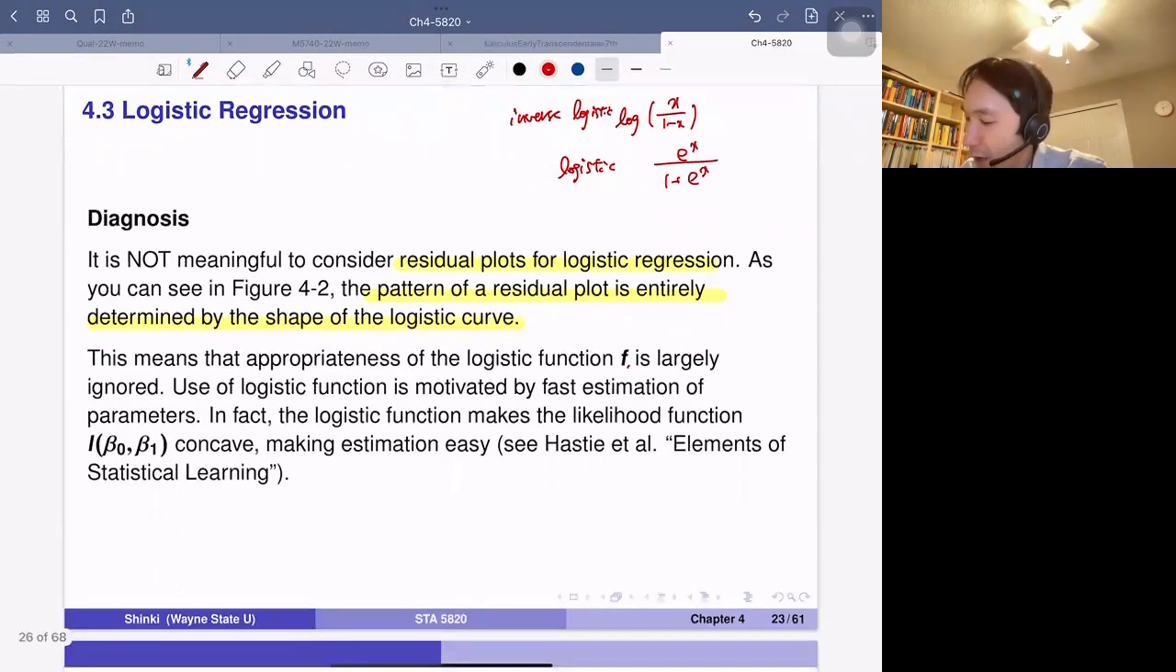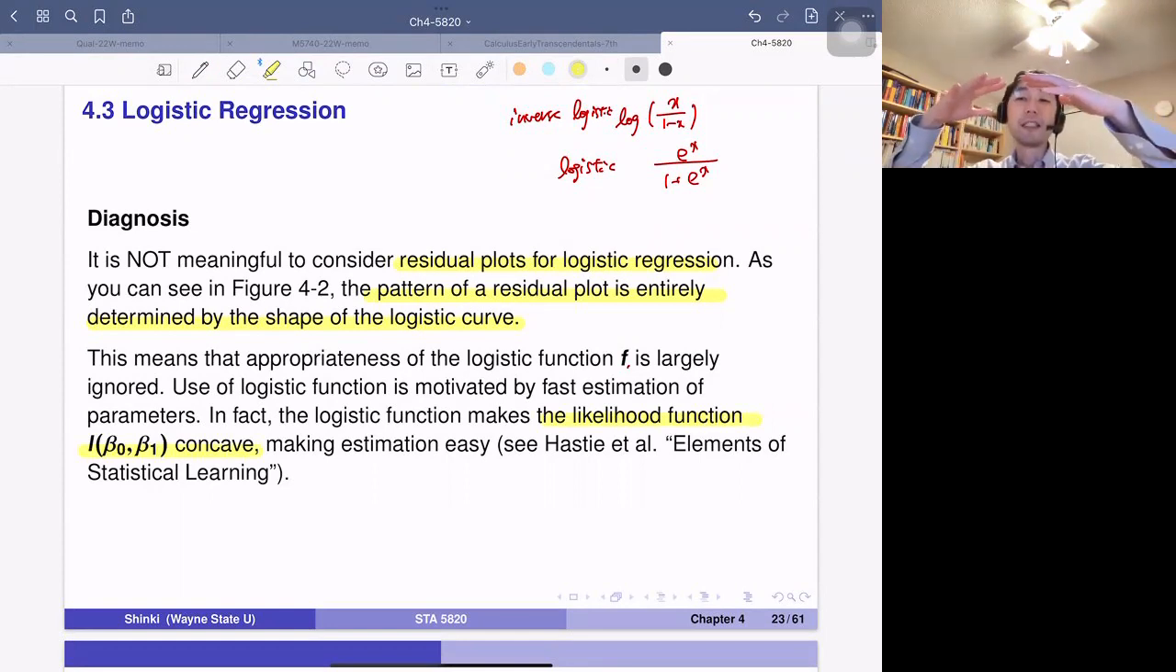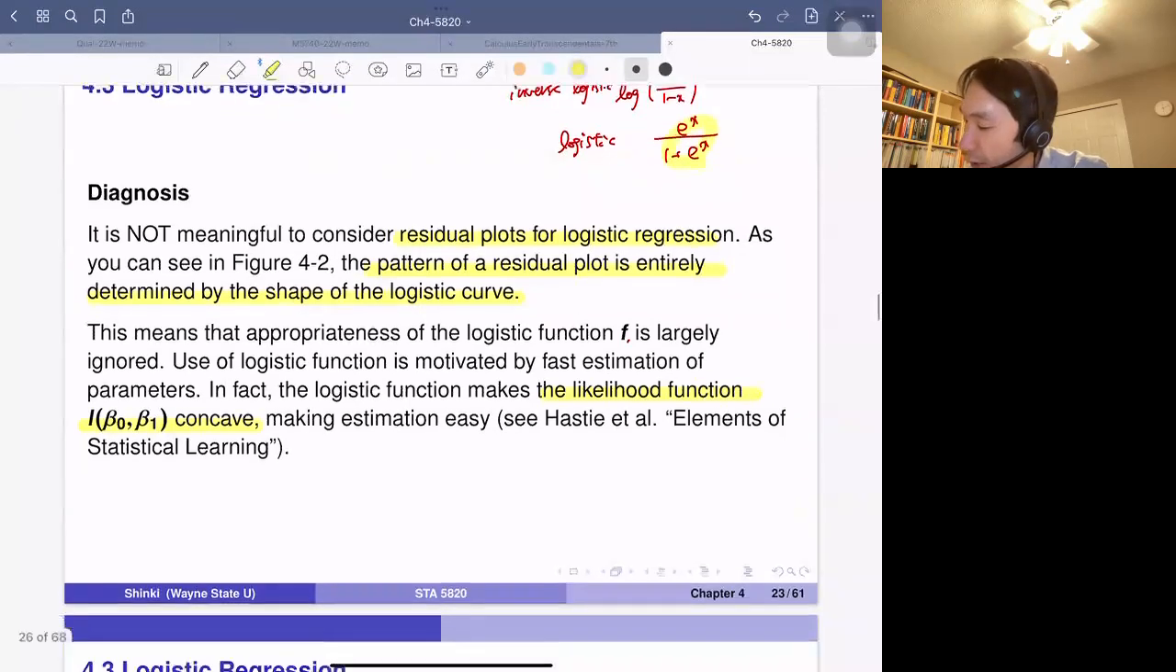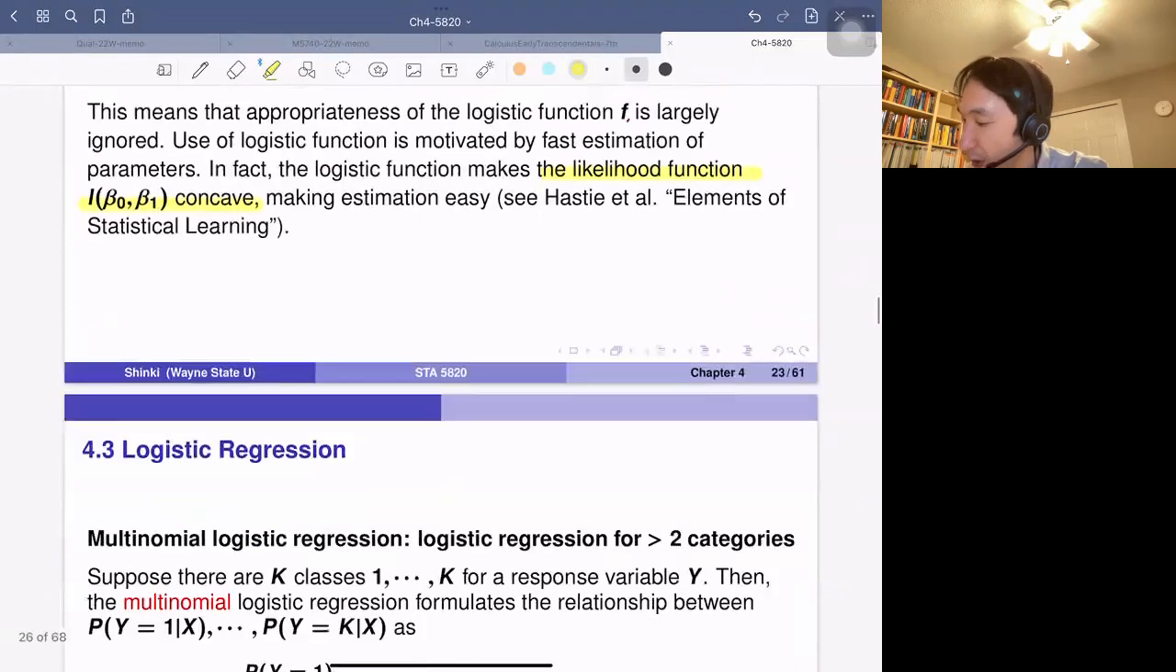So why do we choose this function? Basically, this is because the likelihood function has a good shape. If we use logistic regression, we can prove that the likelihood function is concave. That is a very strong property. If we have a concave curve, it's easy to optimize, so it's easy to find the maximizer. That's why we are using logistic regression. If we use a different function, then of course the model is still meaningful, but the estimation is slightly more complicated computationally.